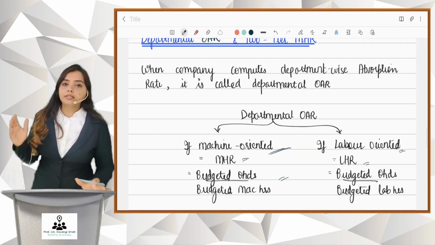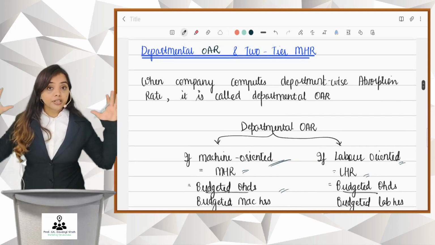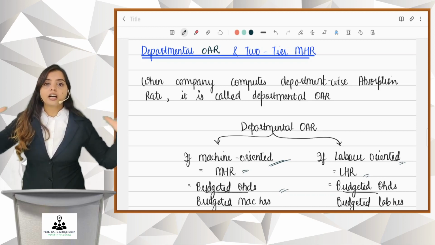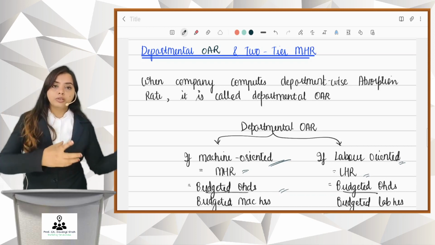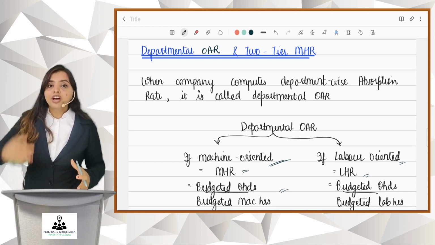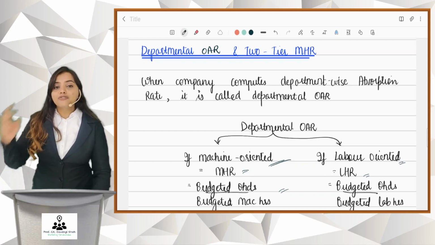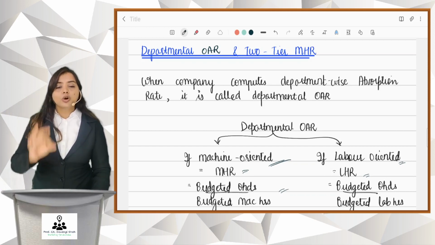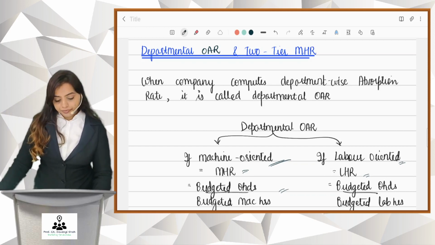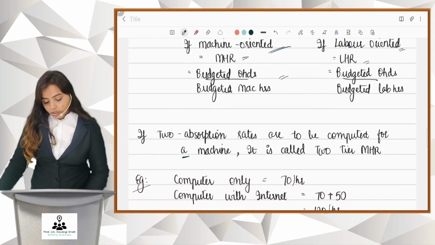Got it? Departmental OAR. Now, as I said, a company can calculate one absorption rate, or a company can calculate department-wise absorption rate. In fact, there can be two absorption rates for one machine. And when you have two absorption rates for one machine, it is called two-tier MHR.